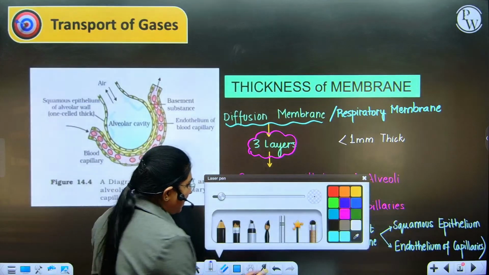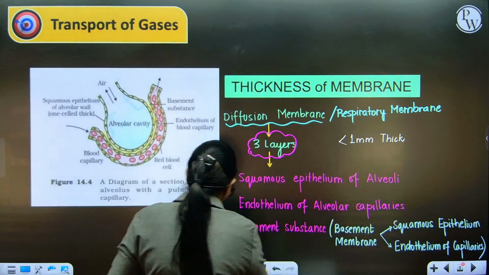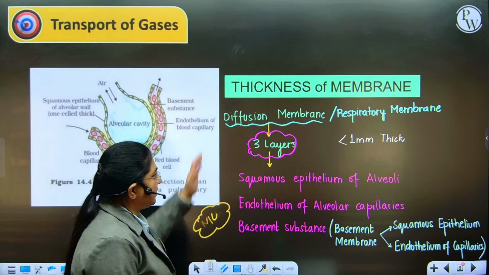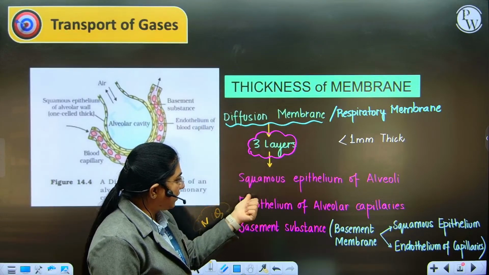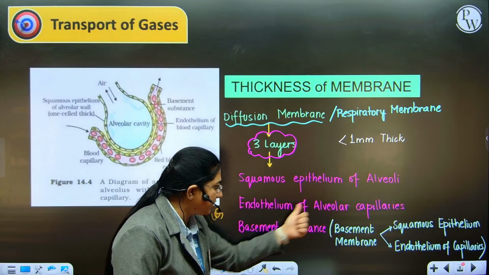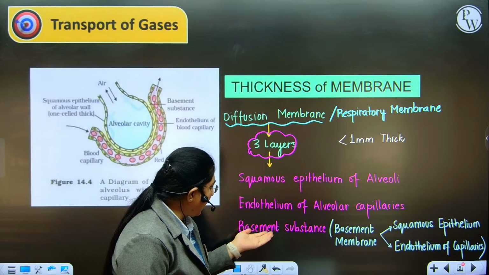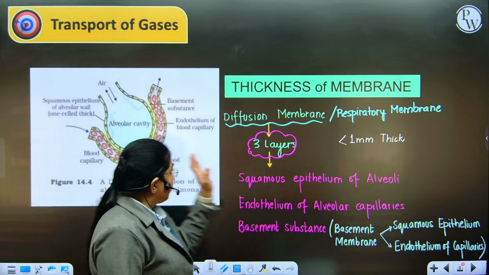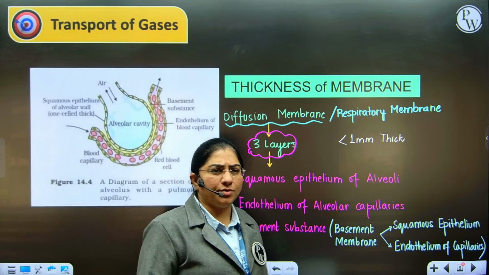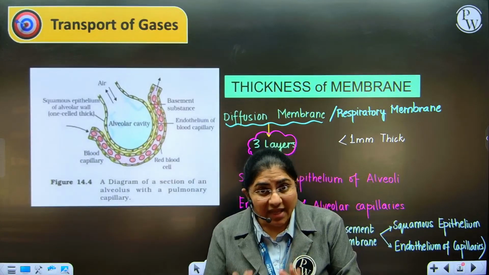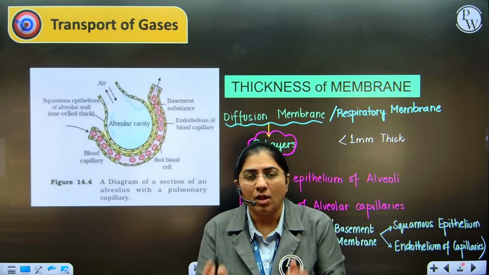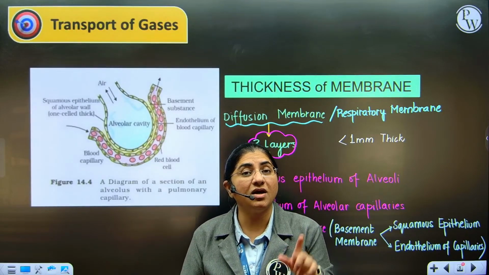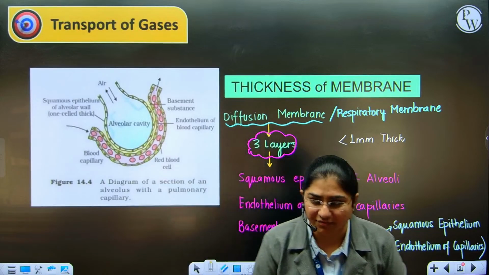Again, a very important MCQ. What is this made up of? This diffusion membrane is made up of 3 layers: squamous epithelium of alveoli, endothelium of alveolar capillaries, and the basement substance. Okay. Now, the thickness of the membrane, what do you think? Will it matter? Yes, it will matter. How? The thicker, the faster the diffusion, or the thinner, the faster the diffusion? The thinner, the faster the diffusion.